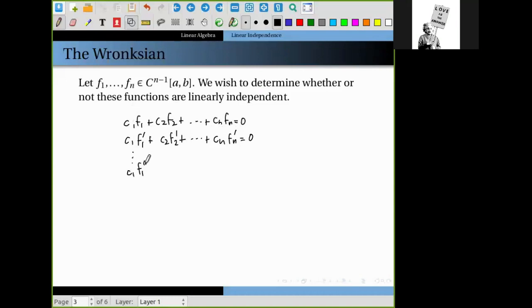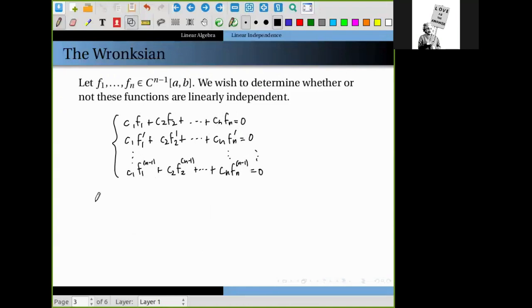So this would be (n-1) in parentheses, that's the notation for the (n-1)st derivative, etc. If these functions are linearly independent, then all of these equations must be true at the same time, and the coefficients should be 0 for all of them. So what we can do now is rewrite this formally. We say formally because the vectors here are functions, right? So we can rewrite this formally as a matrix product.